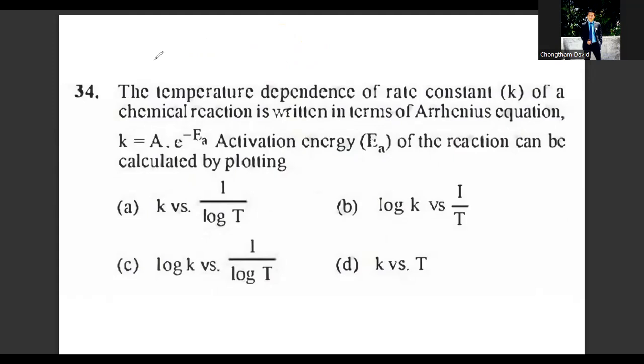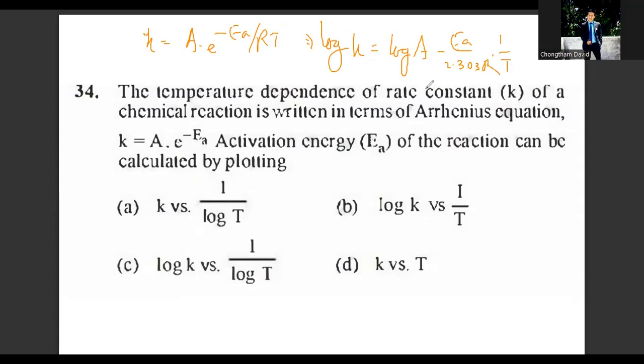So you know the Arrhenius equation is given by k equals A e to the power minus Ea by RT. When you take the log of this equation, you get log k equals log A minus activation energy by 2.303 R times 1 by T. Compare this with the slope intercept form: log k versus 1 by T. This is y and this is x, and this is m, and sorry, this is m and this is your intercept. y equals mx plus c, right? So this is in the form of slope intercept form.